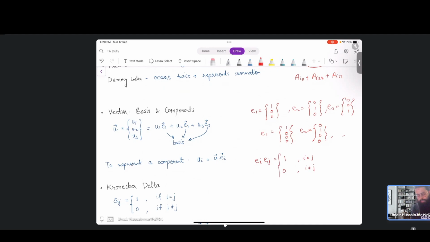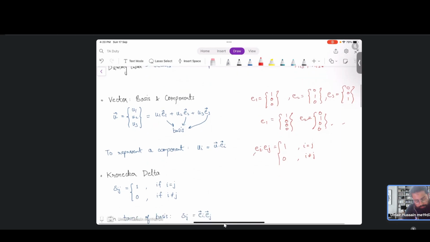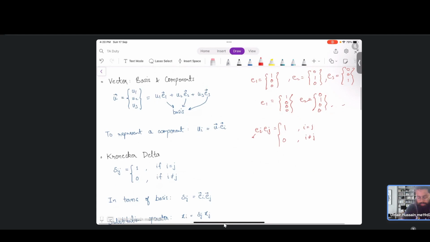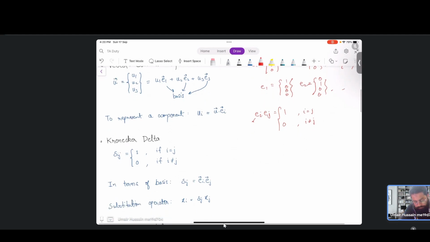So then, using this property only, we define something known as Kronecker delta. Kronecker delta is a second order tensor because we have two free indexes i and j. The property of Kronecker delta is that it is 1 whenever i equals j and 0 whenever i is not equal to j. If we want to write it in a matrix form, that is a unity identity tensor, identity matrix, whatever you want to call it.